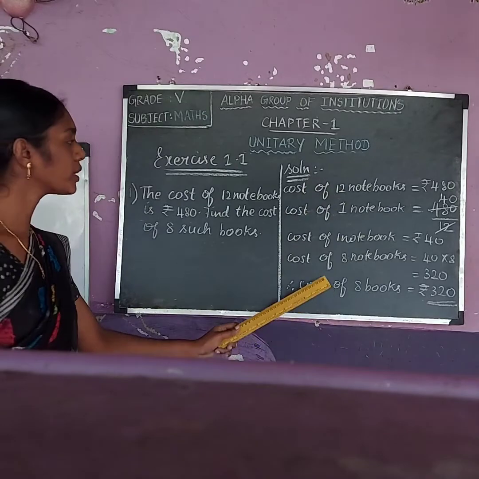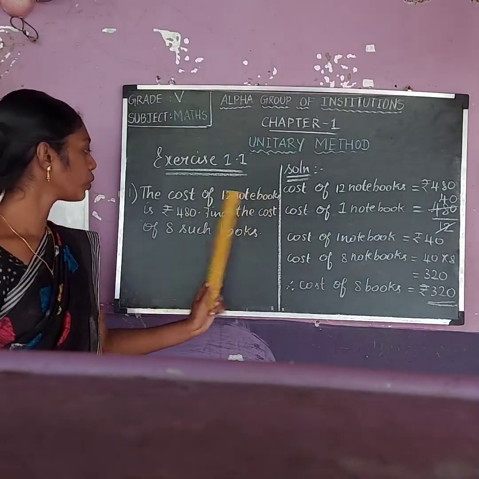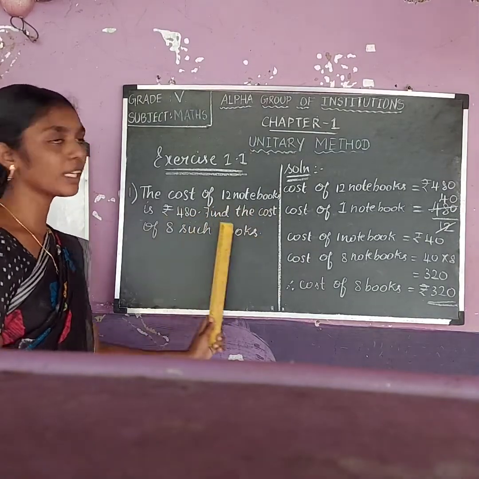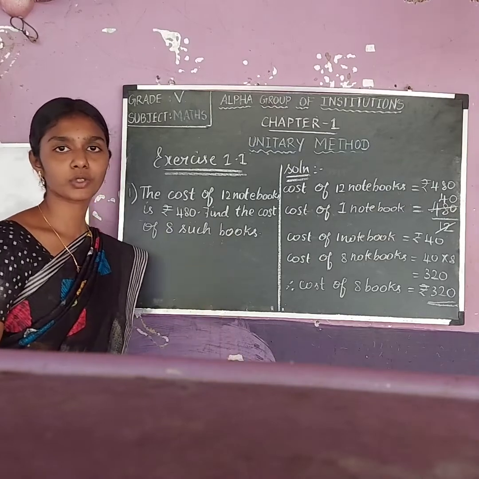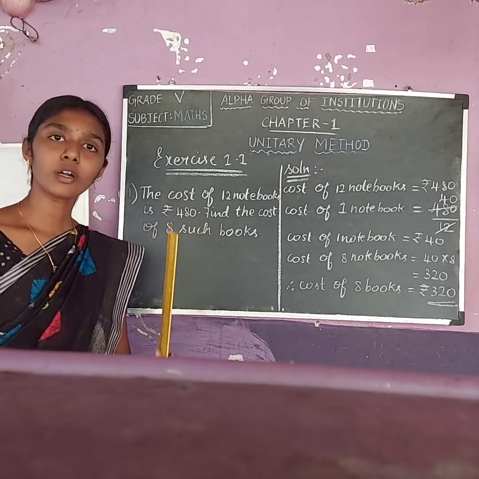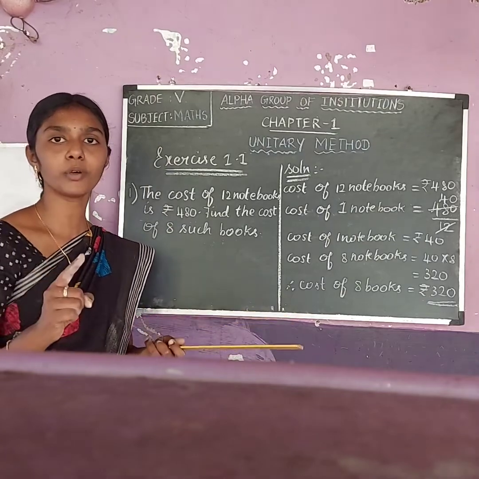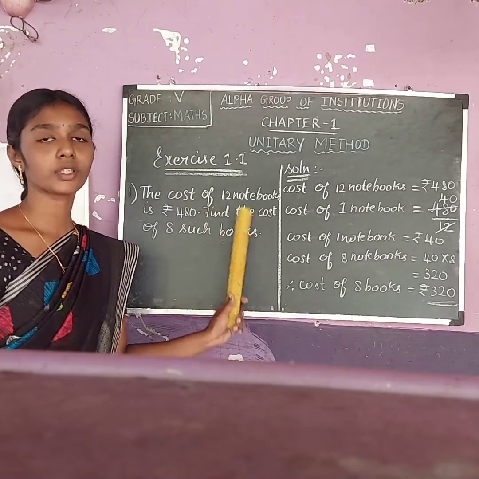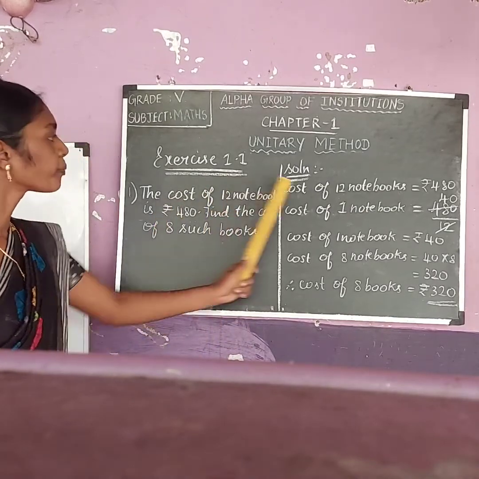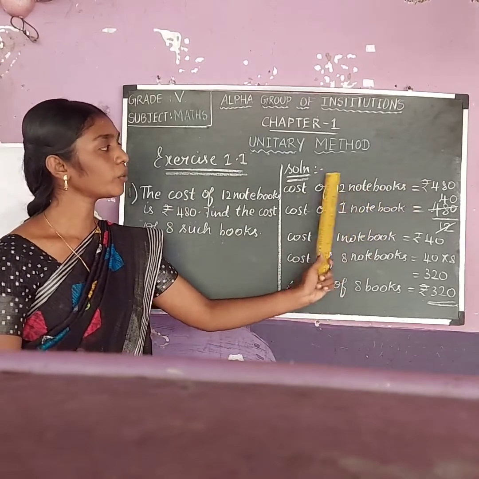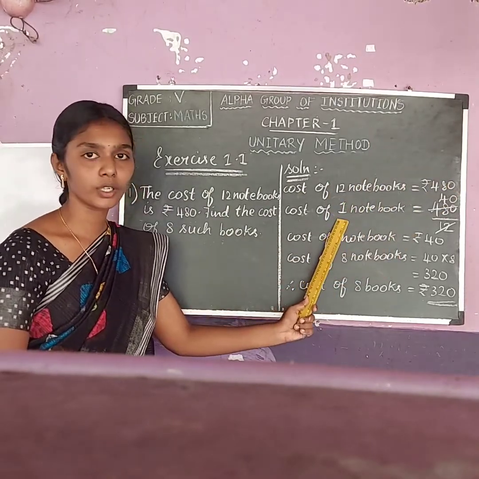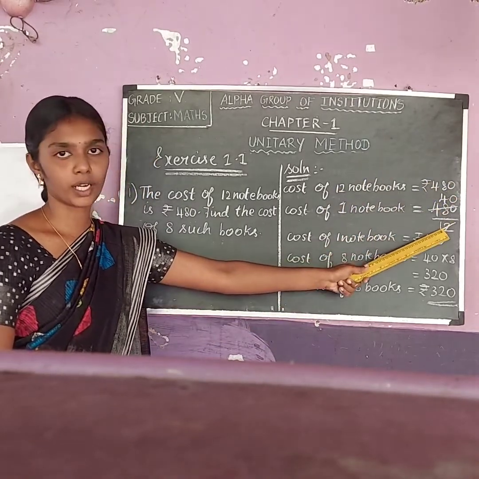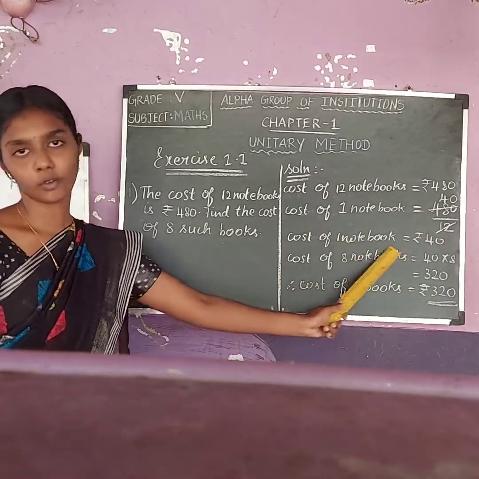Clear, children? How did I solve this sum? See here, the cost of 12 notebooks is rupees 480. Next, we want to find the cost of 8 such books. Before that, if we know the cost of a single book, we can easily find the cost of 8 books. First, for that, we find the rate, that is the cost of a single book. Here, the cost of 12 notebooks, that is many units, is given. To find the single unit, we divide the cost by this many units. So 480 divided by 12 gives us the value for one notebook. Clear?